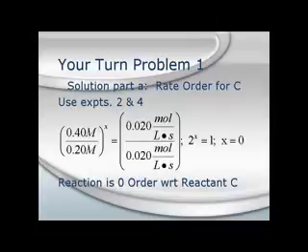So I take my ratio, 0.4 moles per liter divided by 0.2 moles per liter, raised to some power x equal to the ratio of the rates, and in this case the rates are the same between both experiments. So I have 2 raised to some power x is equal to 1, x is equal to 0. So this reaction is zero order with respect to reactant C.